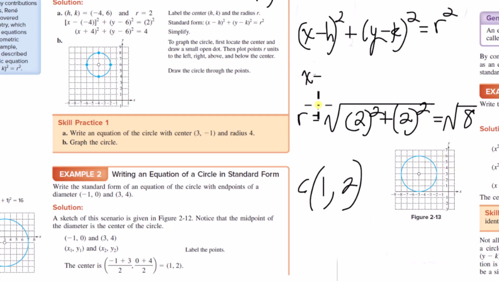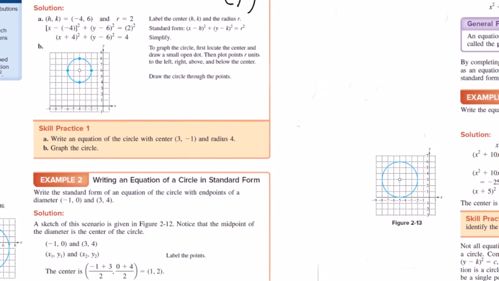So x minus 1 squared plus y minus 2 squared. And now the square root of 8 squared is 8. There we go. This is the equation of a circle that has endpoints of one of its diameters at the points -1, 0 and 3, 4.